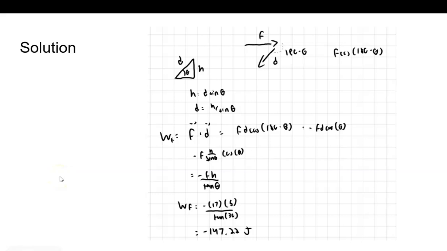Now you don't have to keep it as non-numbers. You can just go ahead and solve if you want. You can make D equal to 5 over sine 30, get whatever that is. You can do the force, which is 17 times cosine of 180 minus theta, get whatever that is, and then multiply that out, and you can get the numbers. But I feel like it's probably easier on the mind if you just work it out without the numbers, then plug it in, because then you can really think through all the steps that are going on.